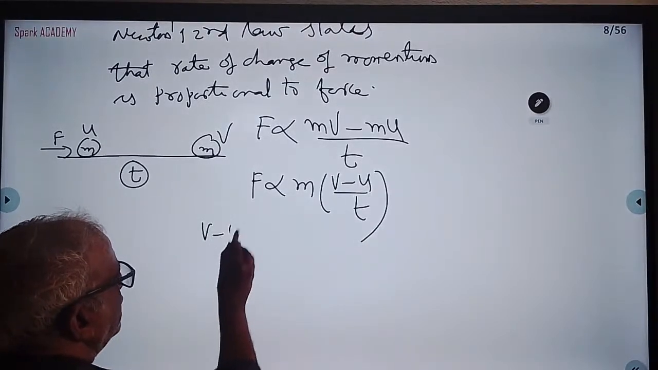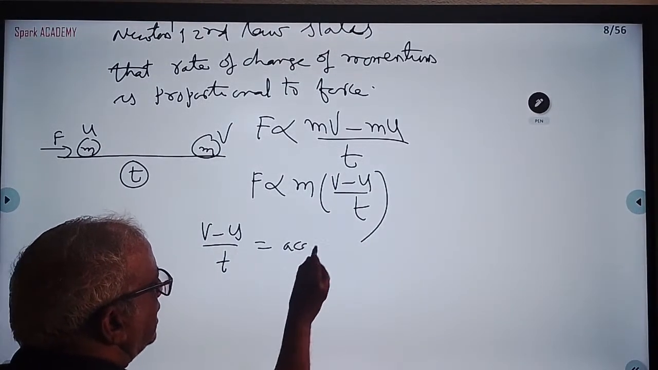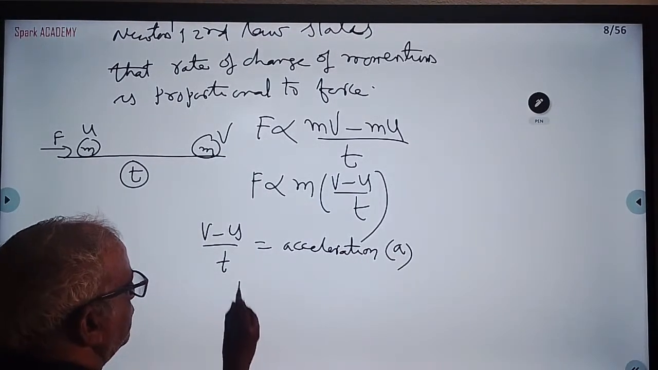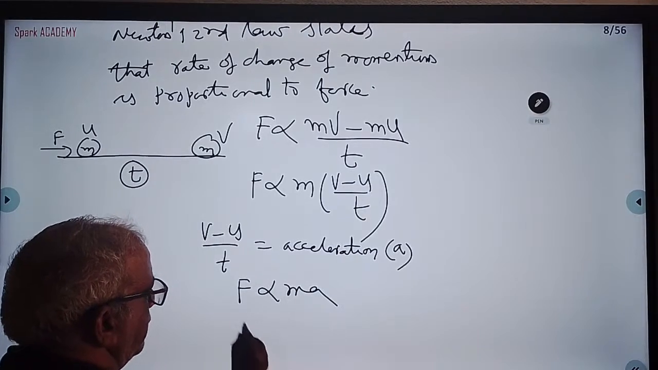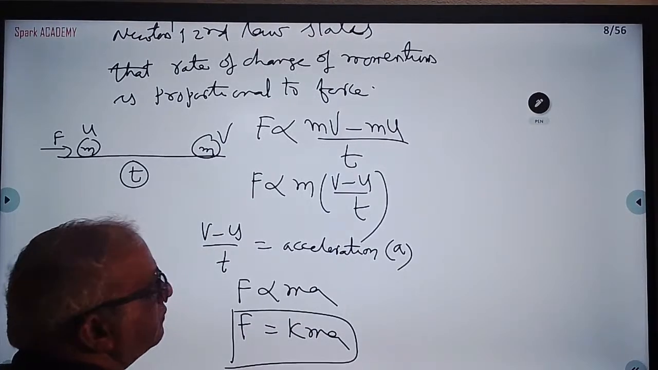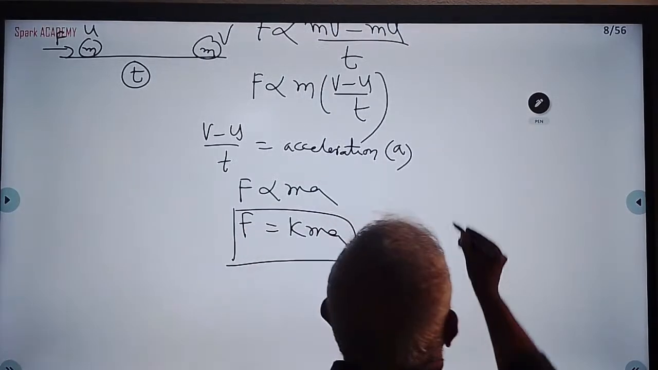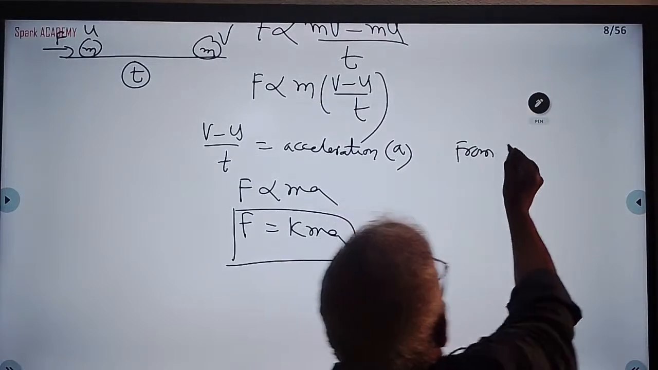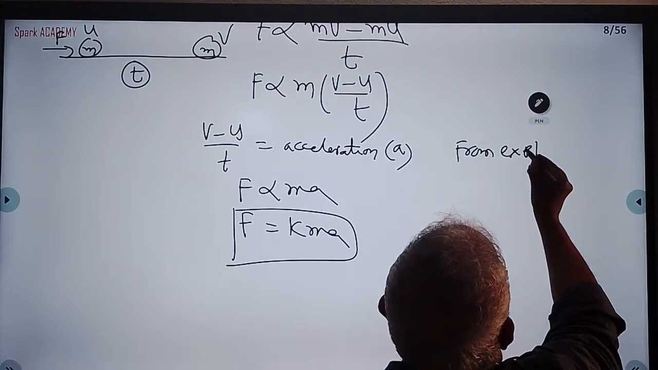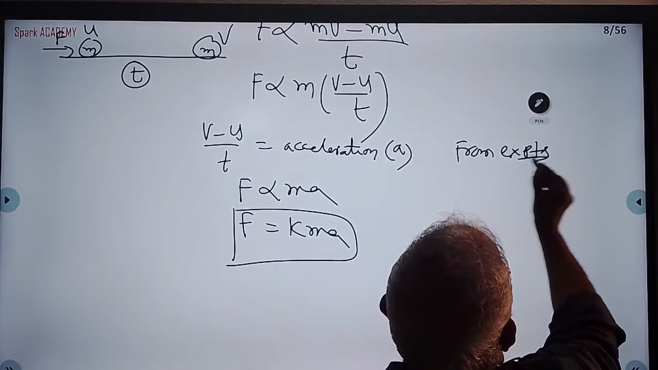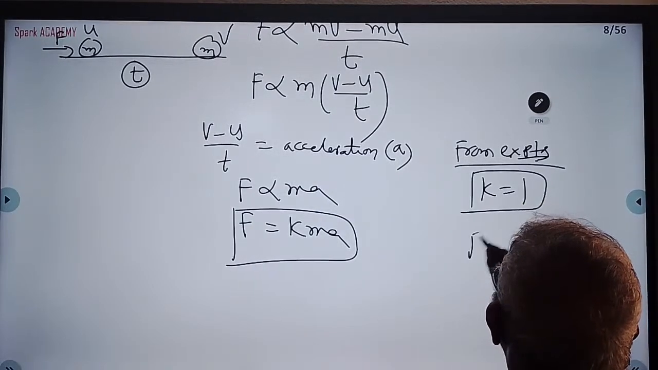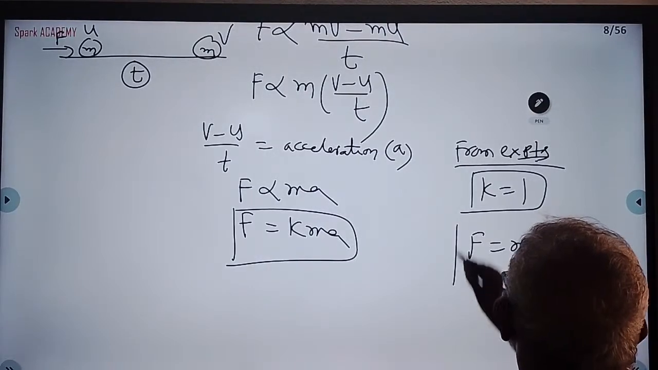What is (v minus u) by t? That is acceleration, the rate of change of velocity. Therefore, F is proportional to ma. F is equal to kma, where k is a constant. From experiments, k is made as 1. Directly write k is equal to 1. Don't worry about that. F is equal to ma.